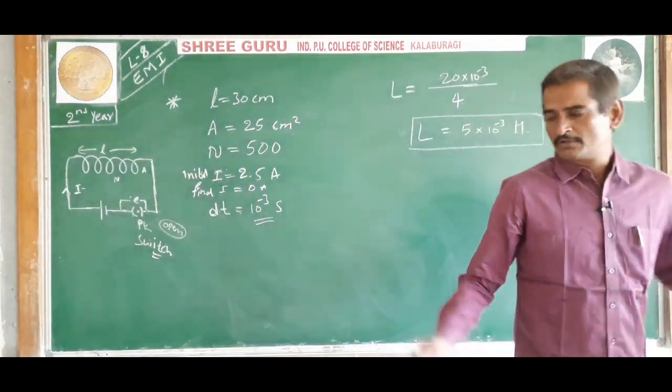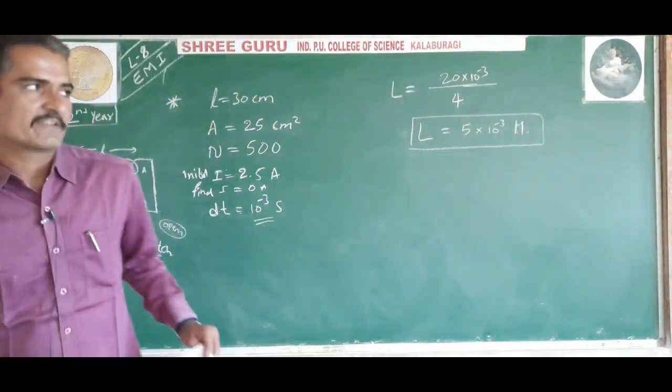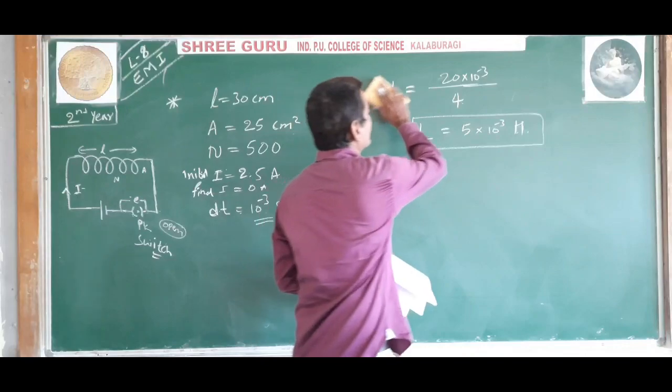Okay. So now how to find this one? What are the given things?